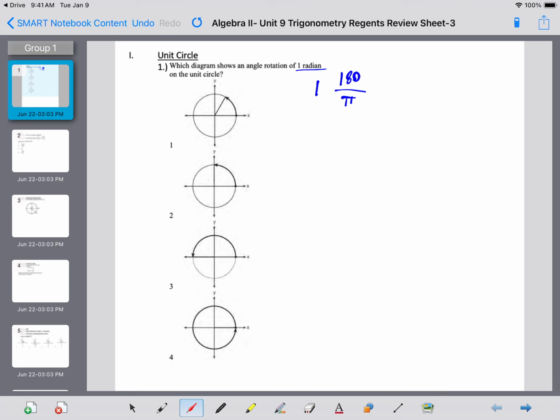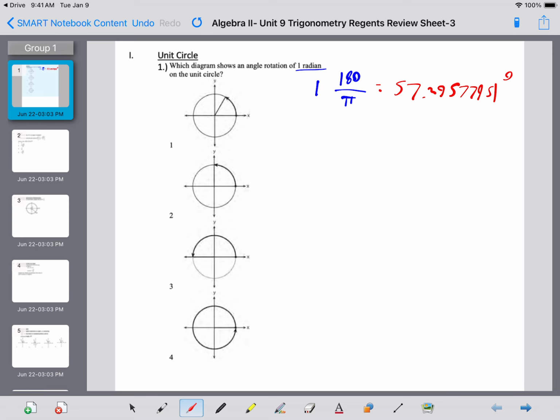You don't really have to conceptualize it much more than that. We're doing 1 times 180 over pi, which is just 180 over pi. So in my calculator, I'm going to do 180 divided by pi, which is 57.2957791 degrees.